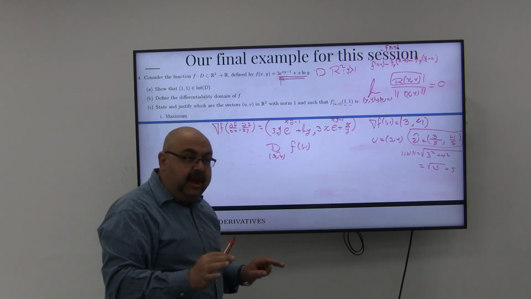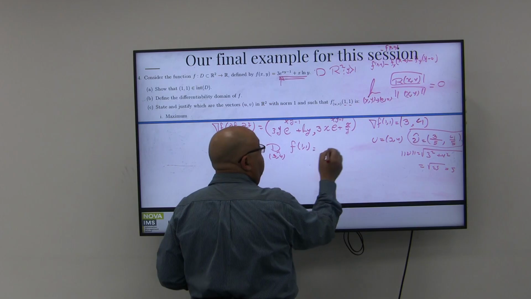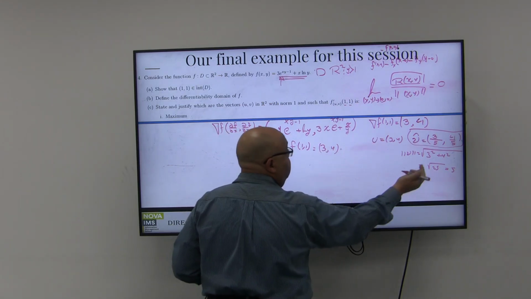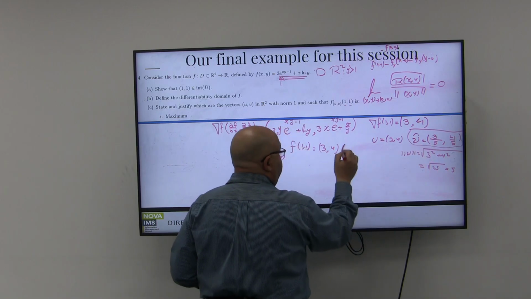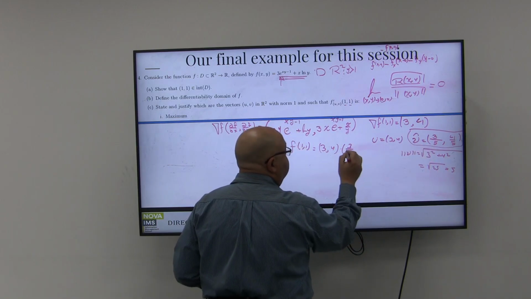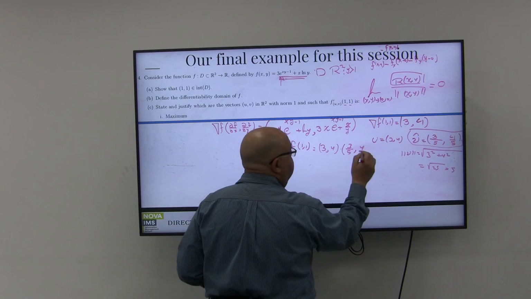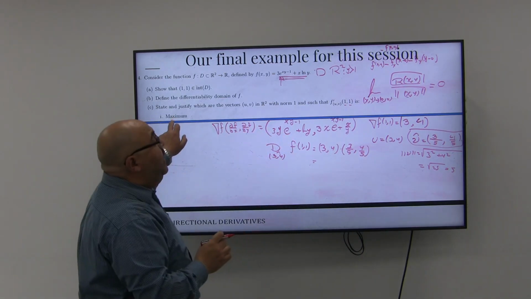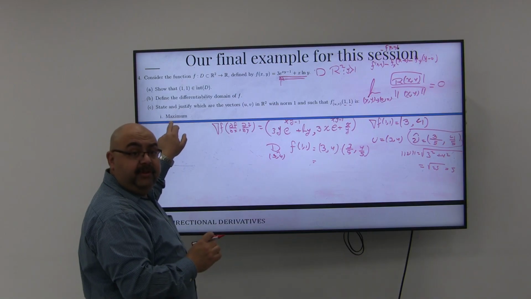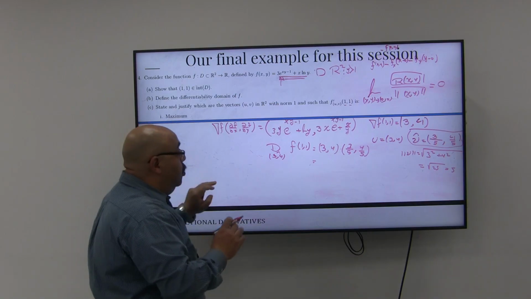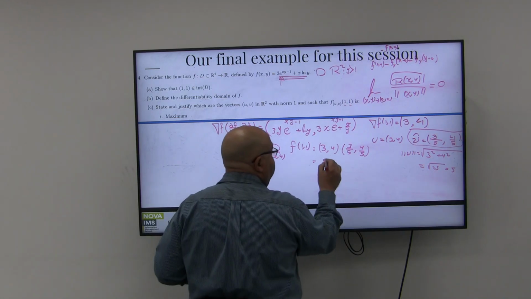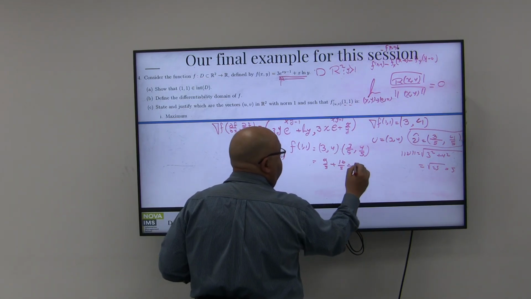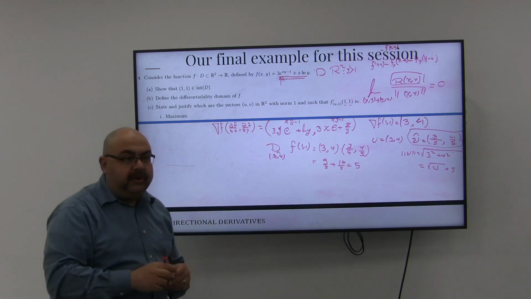To finish, I will multiply the gradient vector, which is (3, 4), times the unit vector that I have, which is (3 over 5, 4 over 5). That's the direction of the maximum increase in the given direction. Once you do this, you will find 9 over 5 plus 16 over 5, which I believe is going to equal 5.